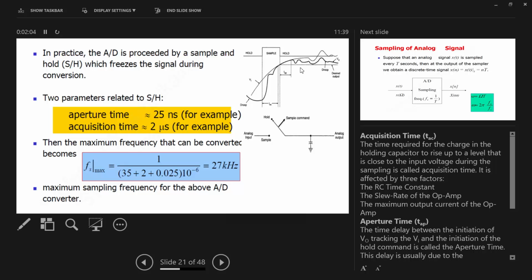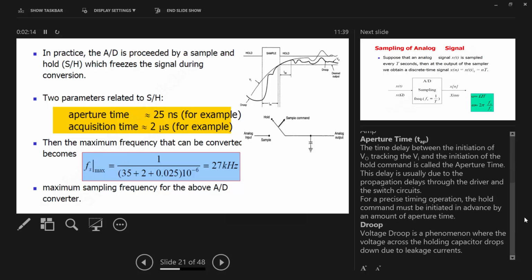Now after that the value will be held because the hold action will come into play. And there is one important point to be noted, the droop in this signal. Now, what is droop in this signal? Voltage droop is a phenomenon where the voltage across the holding capacitor drops down because there will be some leakage current. The capacitor will not be an ideal capacitor, so there will be some leakage. Due to that leakage, the voltage will start decreasing, will go away from the actual tracking of the input signal, and that is known as the droop.